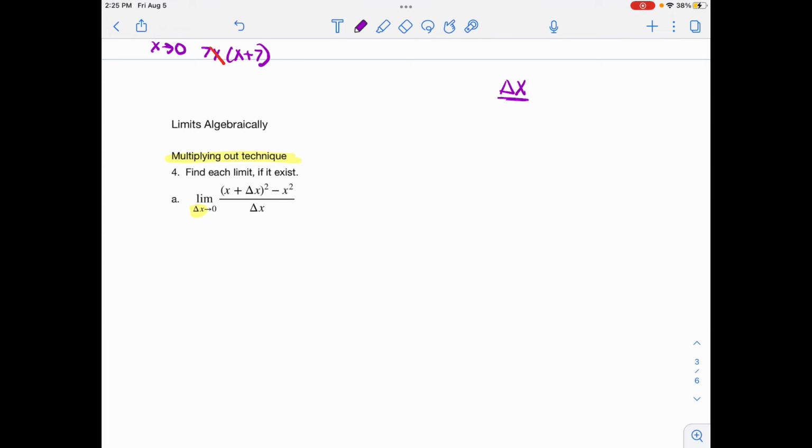And since calculus is the study of the rate of change, objects in motion as they change in motion, we're going to see delta x quite a bit. And so just kind of get used to that.